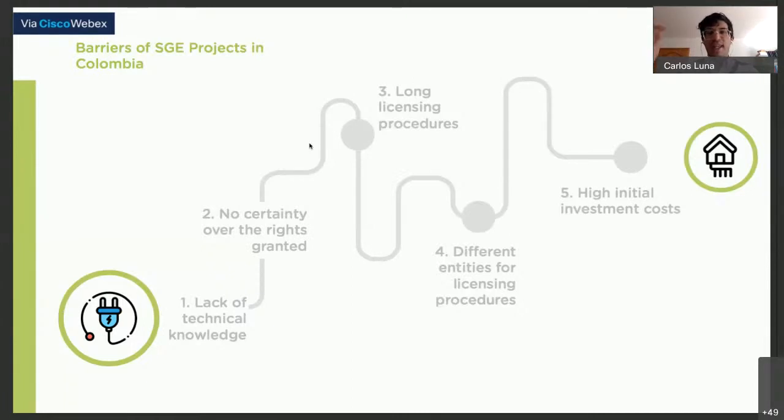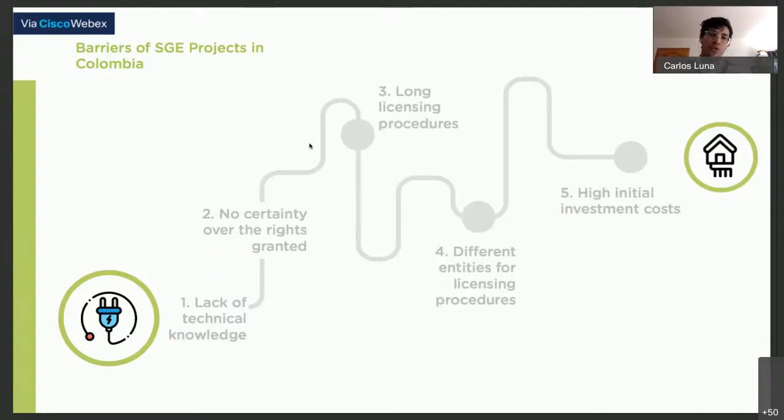If you continue towards the licensing stage of a shallow geothermal energy project, you see that, for example, for closed loop systems, there is no certainty over the rights granted. And this happens because in Colombia, the state is the owner of the subsurface, of the subsoil, and of the natural resources as well. It is quite different from the common law tradition system, where the landlord is the owner of the subsurface. So in order to use the subsurface without using a natural resource like water, you need to request a concession or a licensing, but there is currently no regulation for granting a licensing for a closed loop system.